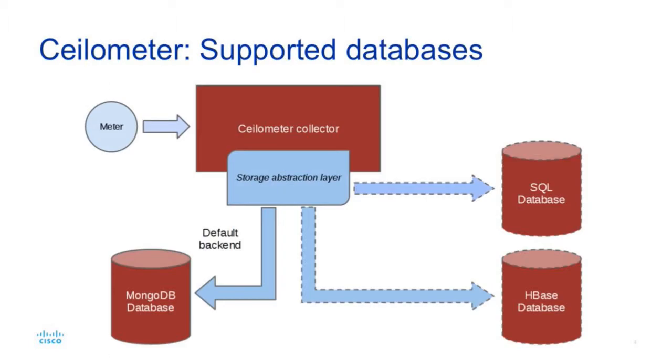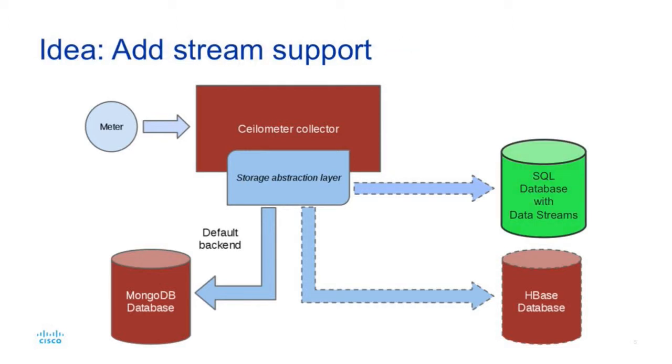Another illustration that I stole just shows the options that you have for storing your data in OpenStack. SQL database here on the right is one alternative. The default is MongoDB. However, if we would replace the SQL database with one that enables data streams, you will see the advantages that I'm going to talk about for the rest of this talk.